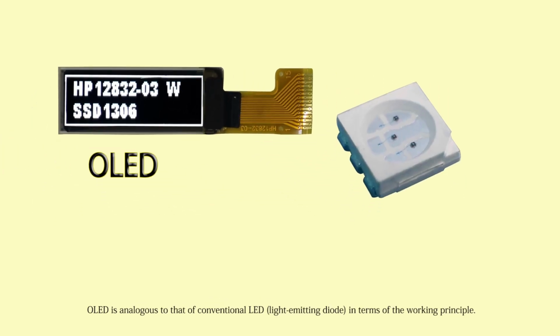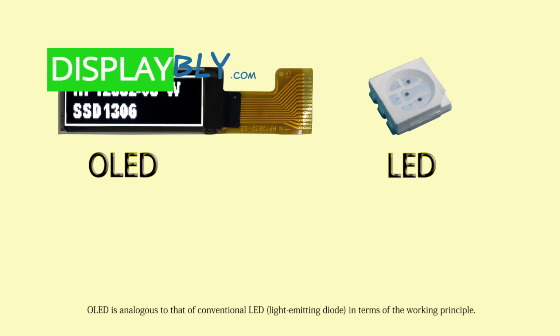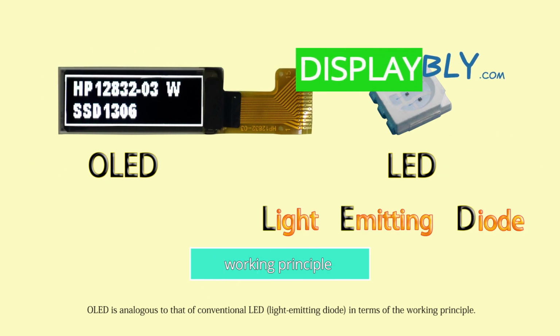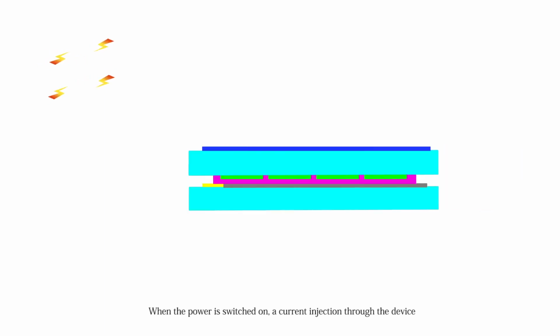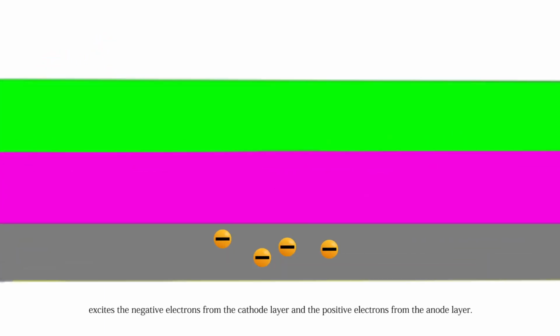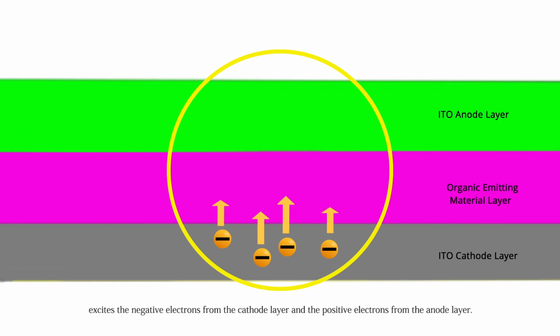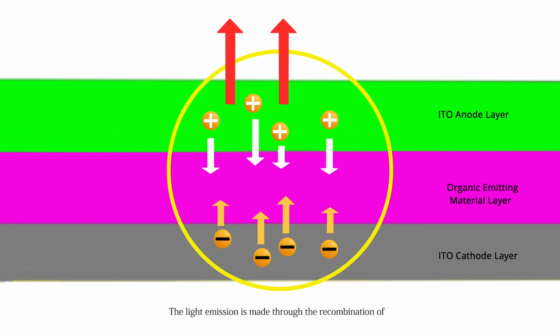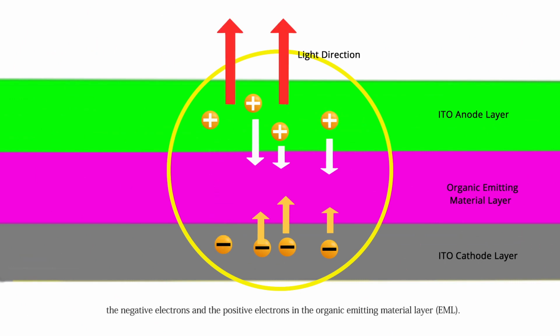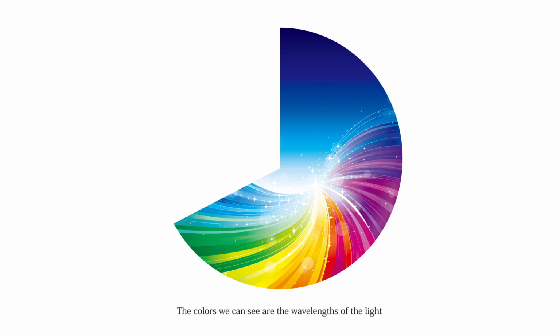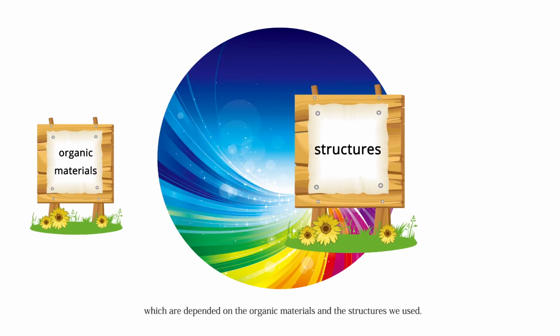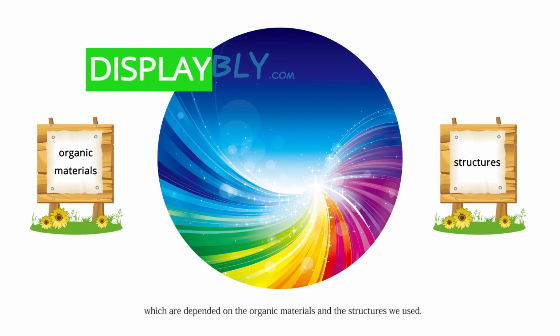OLED is analogous to the conventional LED, light emitting diode, in terms of the working principle. When the power is switched on, a current injection through the device excites the negative electrons from the cathode layer and the positive electrons from the anode layer. The light emission is made through the recombination of the negative electrons and the positive electrons in the organic emitting material layer. The colors we can see are the wavelengths of the light, which are dependent on the organic materials and the structures we used.